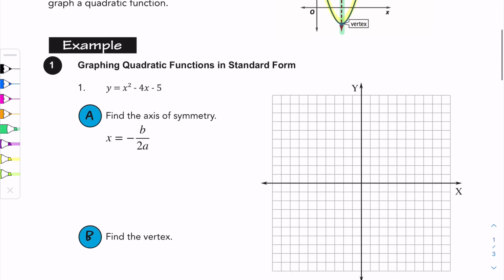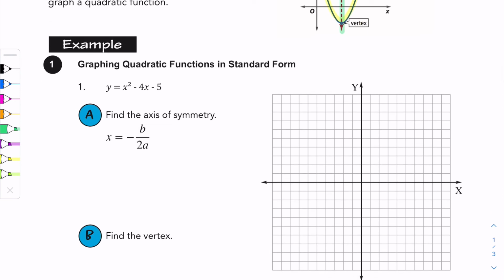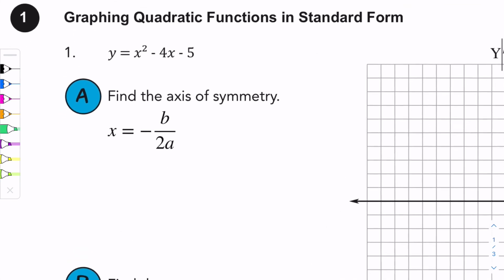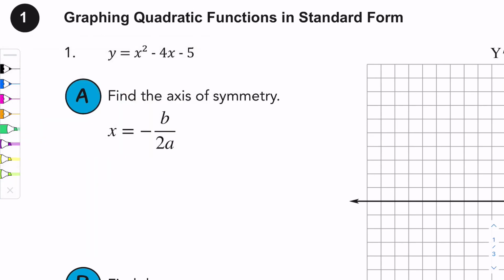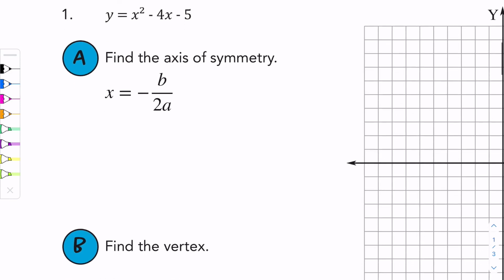So for the first example, I have typed out all the steps you should follow in the correct order that you should follow them. Number 1, we have x squared minus 4x minus 5. The first step is to find the axis of symmetry using this equation.